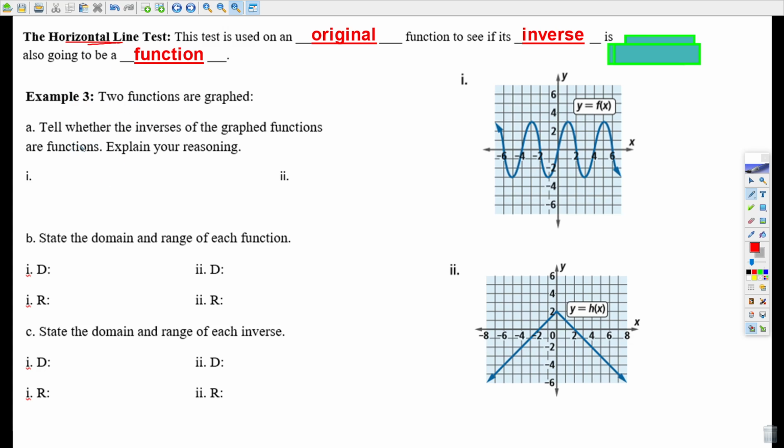So you have two functions graphed. Tell whether the inverses of the graphed functions are functions. Okay, so this original one, you would use a vertical line test on it, and this is a function, right?